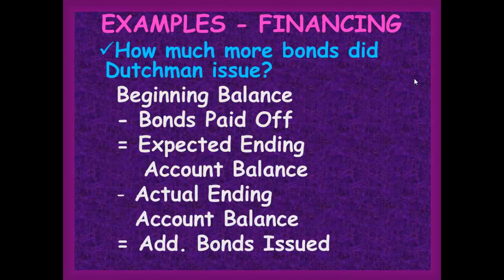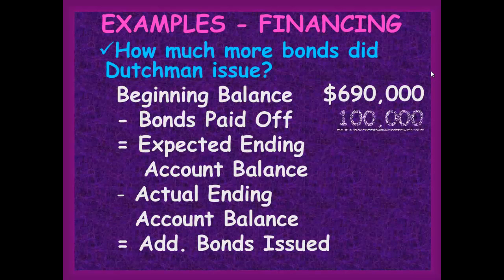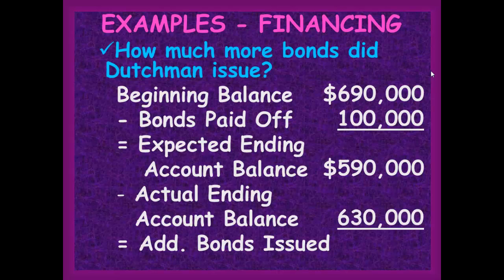The beginning balance in bonds payable was how much? $690. And we paid off how much? We paid off $100. So we would expect to end up with a balance of $590 in bonds payable. But we actually ended up with a balance of $630. How much more in bonds payable must I have issued? $40. So in other words, I borrowed an additional $40,000.